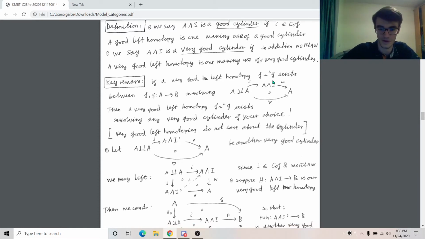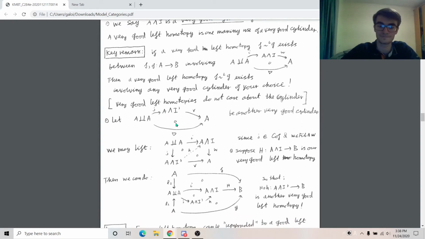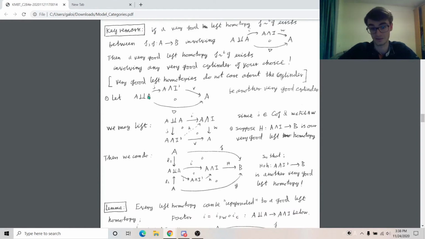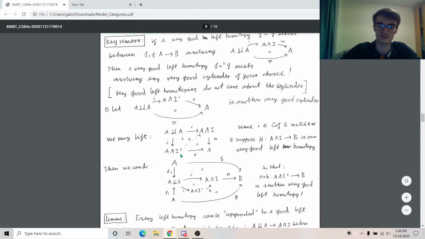Now let me prove why you can do that. So suppose you have one very good cylinder here, and you have another very good cylinder here, A ∨ A → I'. Then they're both factorizations of the codiagonal, so you can fit them into a square like this. And J is a cofibration, and W is a fibration and a weak equivalence. So you can solve this square by lifting, find some H.